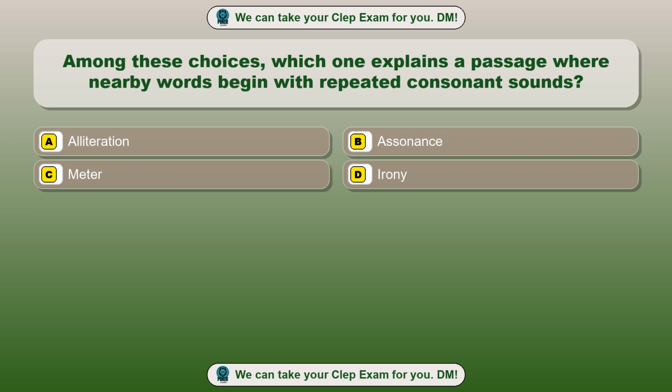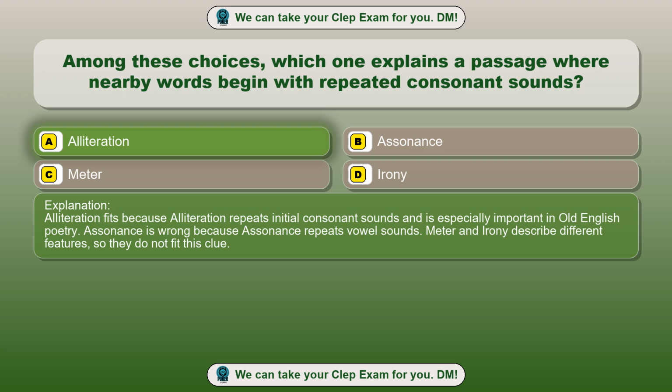Question 61. Among these choices, which one explains a passage where nearby words begin with repeated consonant sounds? Option A, alliteration. Option B, assonance. Option C, meter. Option D, irony. The correct answer is option A, alliteration. Alliteration fits because alliteration repeats initial consonant sounds and is especially important in Old English poetry. Assonance is wrong because assonance repeats vowel sounds. Meter and irony describe different features, so they do not fit this clue.